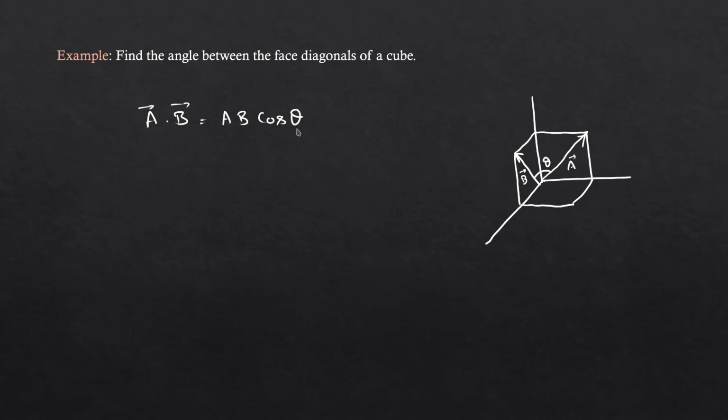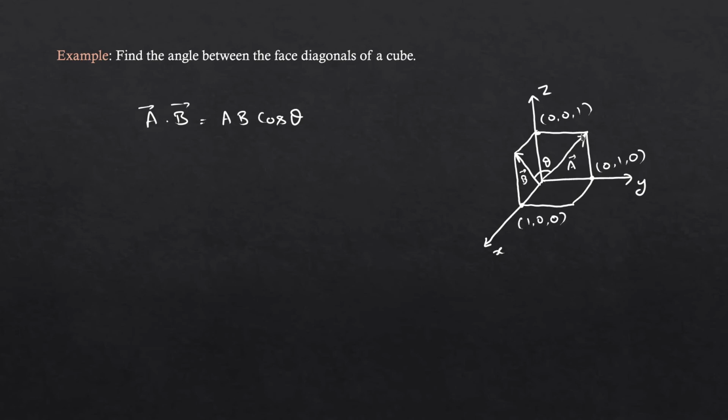From there we can get the theta value, but before that let's calculate vector A and vector B. So let's say this is the z direction, this is the y direction, this is the x direction, and each direction has a unit length. So this will be 0 0 1, this will be 1 0 0, this will be 0 1 0.